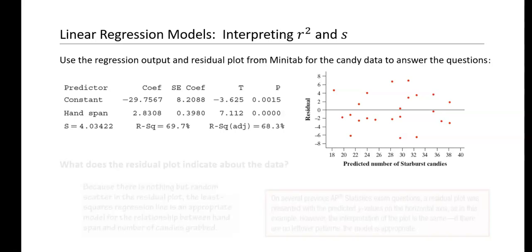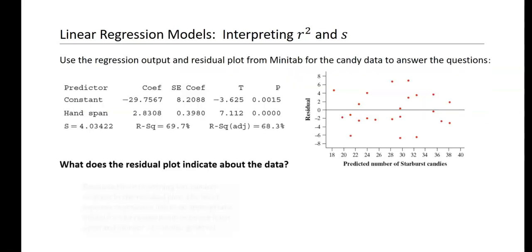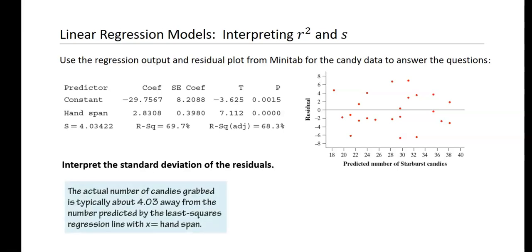Let's go back and look at the definition first for a second. It measures the size of a typical residual, the typical distance between the actual Y values and the predicted Y values, which is the residuals, by the way. I was kind of defining it with the word residual, whereas they're saying the residual is the typical distance between the actual and the predicted Y values. So I was using the residual in the interpretation there. So it's probably better to say it this way.